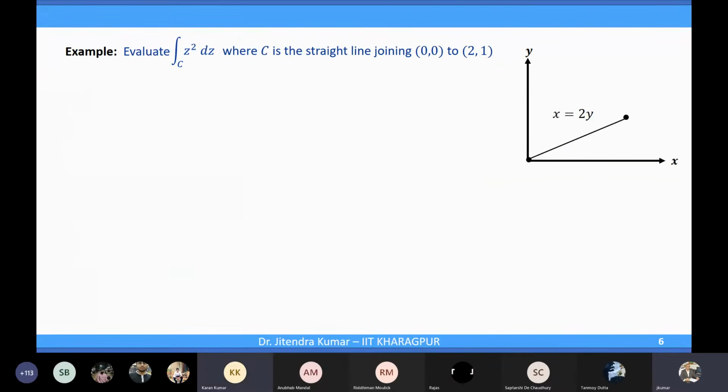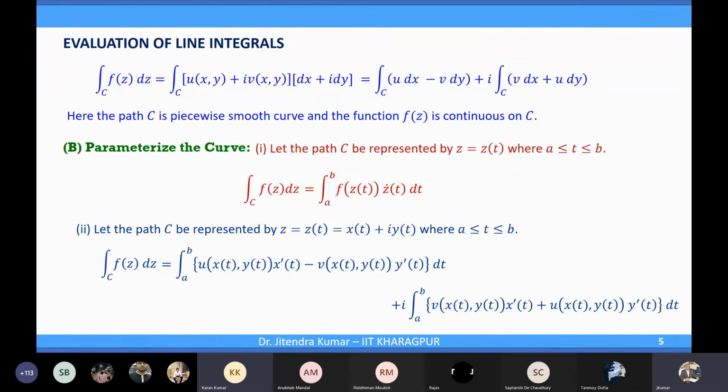Sir, z of t should be a one-to-one function, I think. Means, sir, it is strictly increasing or decreasing type. Z = z(t). Yes, sir, z(t) should be a one-to-one function. Otherwise, we will have a problem with the limits. You can have these curves also.